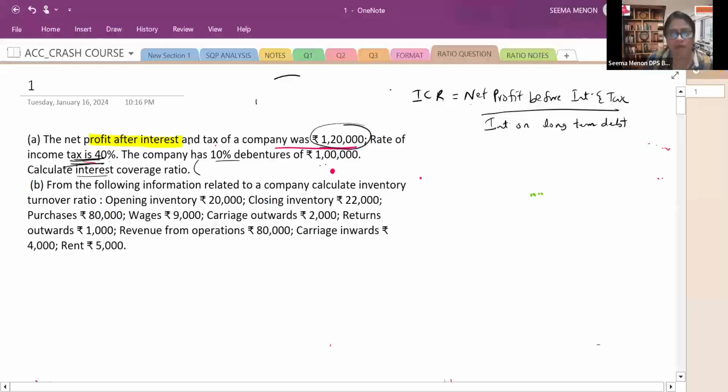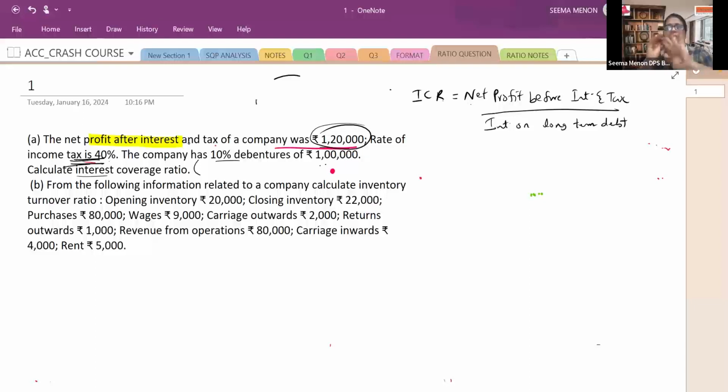So the remaining amount will be 60%, because assume that total profit is 100%. From that you are making a payment of 40% as income tax. So what is the amount left? That is 60%. So children, here you will be writing a working note. If 60% is 1,20,000, you need to find out how much 100% is. That is net profit before tax. You can solve this. So net profit before tax, NPBT, means net profit before tax.